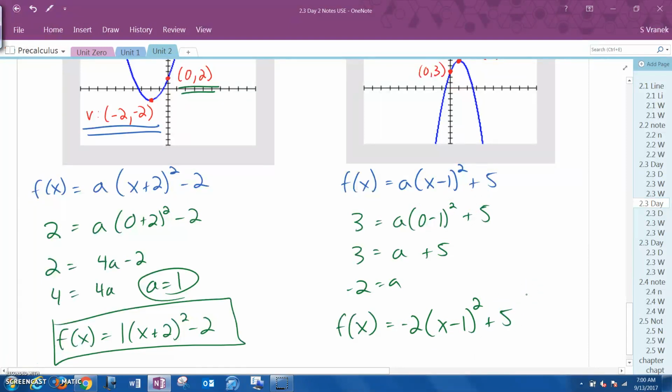Okay, so I know that was a lot. These are really good problems to know how to do. And we will finish up quadratic stuff day 3 tomorrow, and we'll go from there.